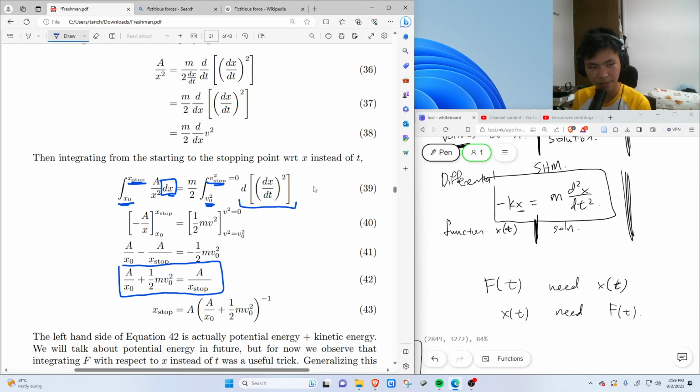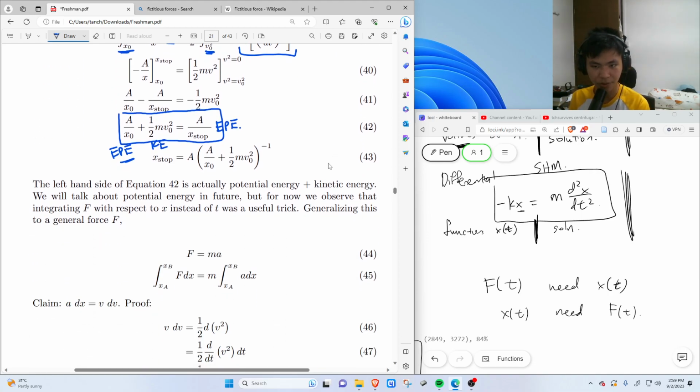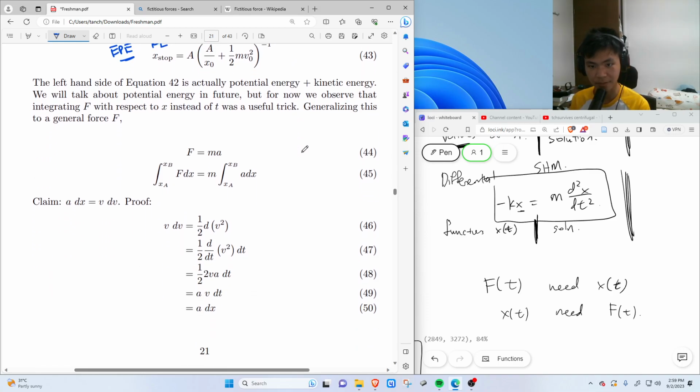And if you recognize this from electrostatics, this looks a lot like electric potential energy plus kinetic energy equals electric potential energy. So actually, when we talk about potential energies, behind the scenes, we're doing this kind of math where we integrate with respect to location instead of time. And that will give us the answer. I'll go through the details for the steps at the end of this video, but I just want to go through the conceptual aspects first.